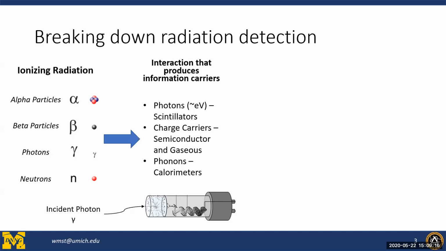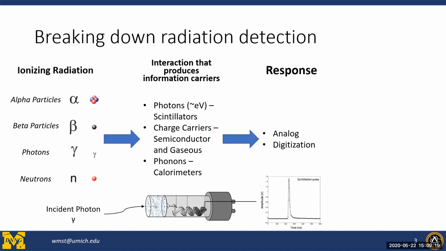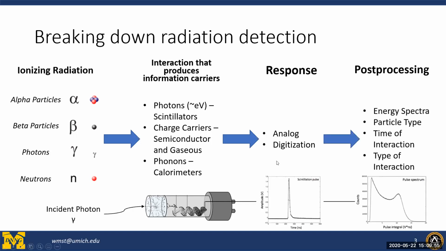at millikelvin ranges. Very, very interesting detectors that we can use to detect these different types of radiation. Once we have a detection medium and we get these information carriers, we need to be able to do something with that. We need to have some kind of response. This can be an analog response in terms of an analog counter or a channel analyzer. Or what is more frequently used today is digitization, where we acquire some waveform or a scintillation pulse, in this case the one you're seeing at the bottom here, that gives us some information about what interaction occurred with our detector. Then we can take this response and process it, and we can get all kinds of energy information, timing information, particle identification, things of that nature that can be useful for whatever our application really is.